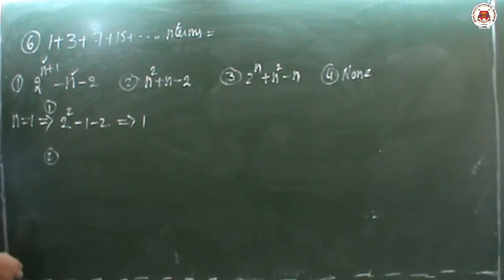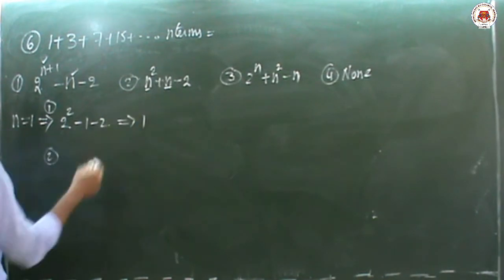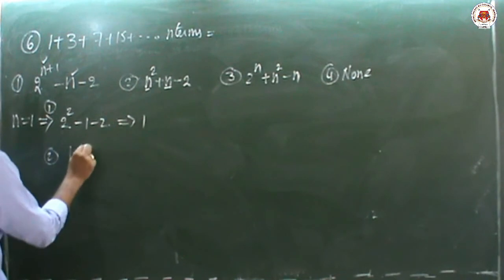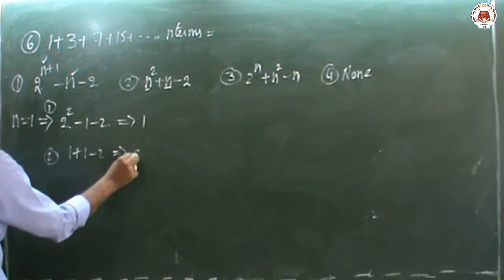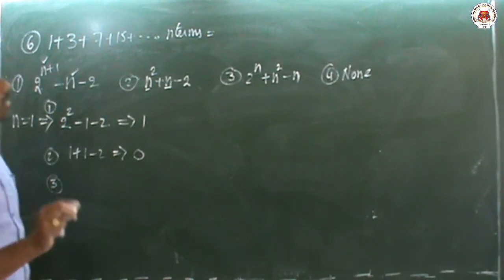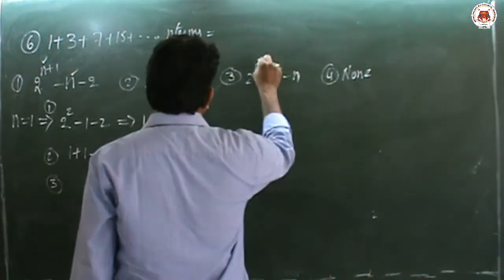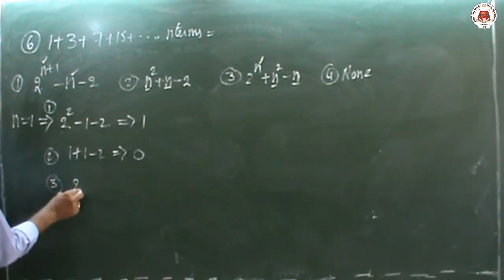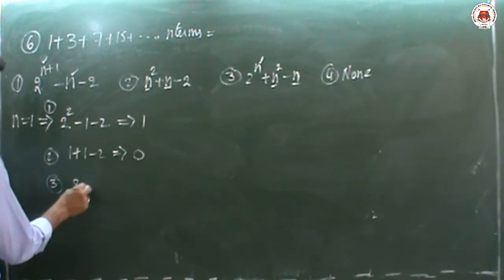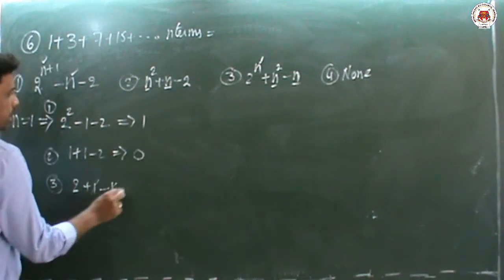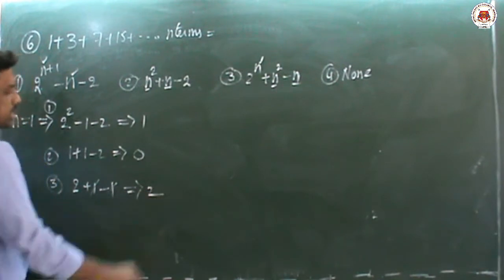Now come to the second option. Put n as 1: 1 square means 1, 1 minus 2, so the answer is 0. Next we go to the third option, an easy method to find these values. In the place of n write down 1. 2 power 1 means 2 only, plus n square 1 minus n 1, cancel. What is the answer? 2.